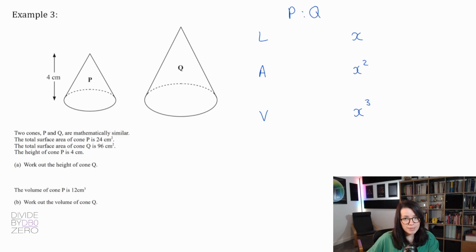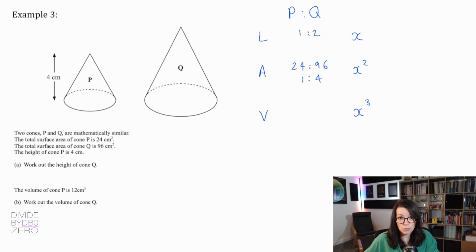So I'm just going to put P and Q at the top as a reference. And we're told information firstly about the area. So yeah, we can start wherever we like in the template. And in this case, we probably want to start with the area. So 24 can go there and 96 can go there. Always simplifying if you can. So that simplifies to 1 to 4. Now that we know that, we can work backwards to find the length ratio. So if A represents x squared, then to get the length ratio L, we just need to square root both of those numbers. And that would be 1 to 2.